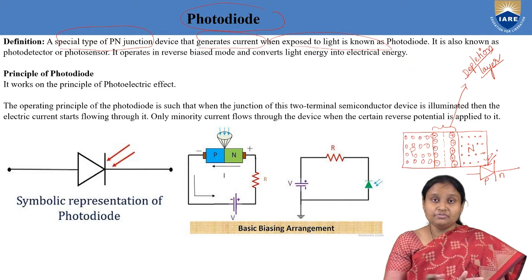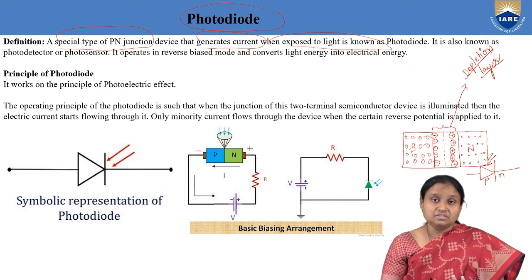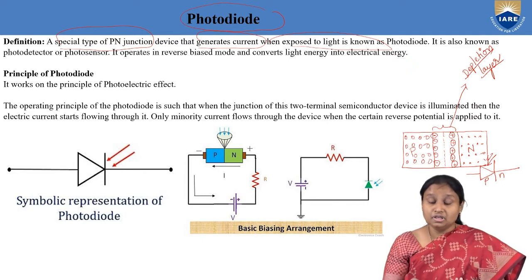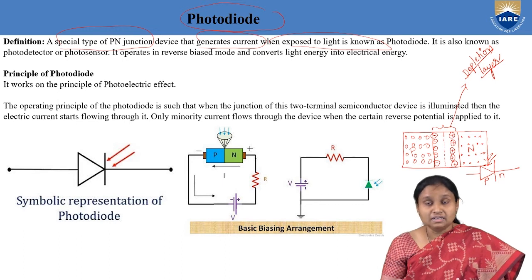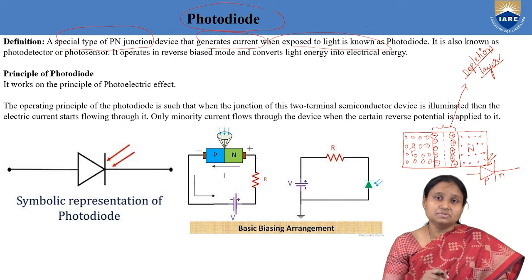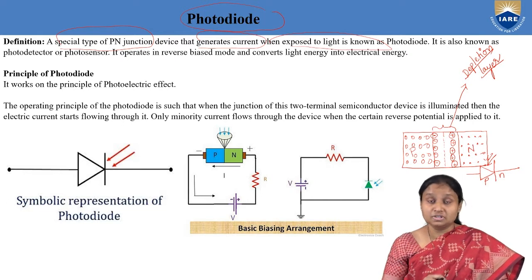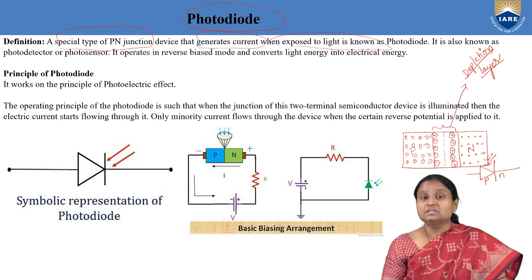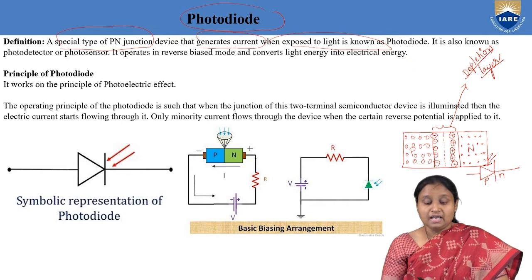So here we have a change of energy, a transition of energy, or conversion of light energy into electrical energy. We can also say that it's a transducer. What are transducers? Those which convert one form of energy to another form of energy. Here the input I am giving is in the form of light, and the output I am getting is in the form of current, which is nothing but electrical energy. As you can see, there is conversion of light to electrical.